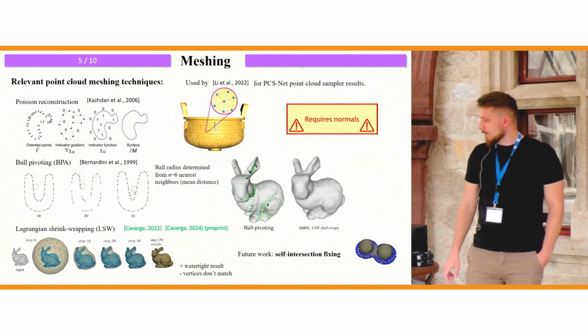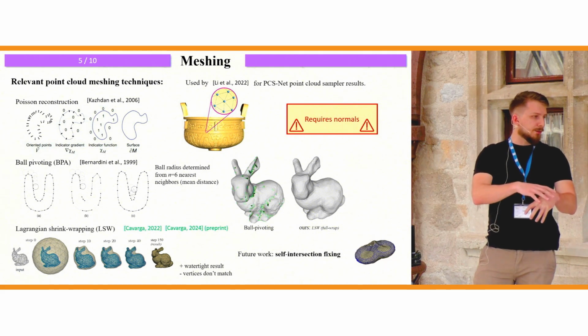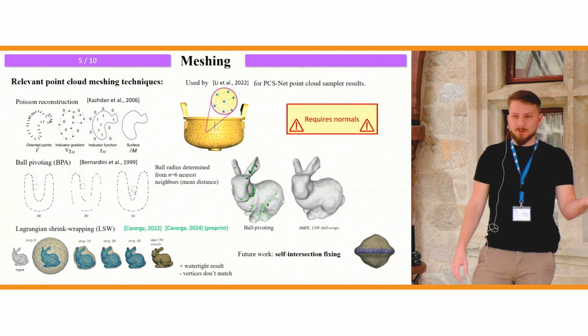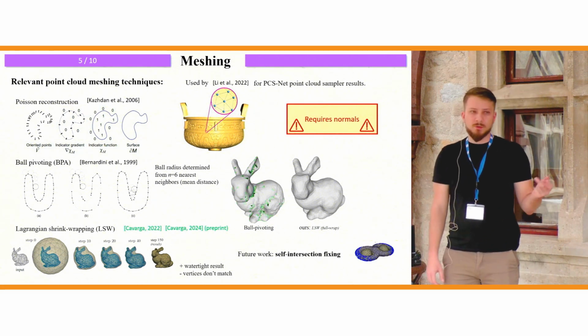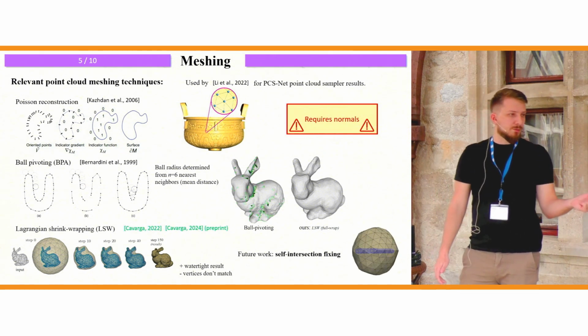And then for future work, we want to solve the issue of self-intersecting shrink wrapping surfaces. So you need to cut out the self-intersections and fix them topologically in order to shrink wrap all the surfaces that are there, even with higher genus.